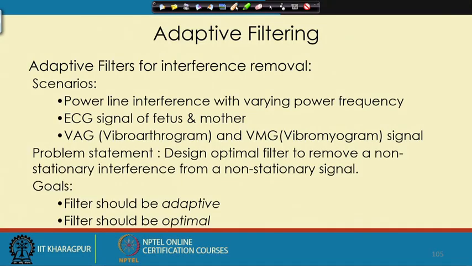So, now we will start with adaptive filtering. First, we should look at why adaptive filtering is required. The first scenario is power line interference with varying power frequency. Let us look at how our power system is managed.